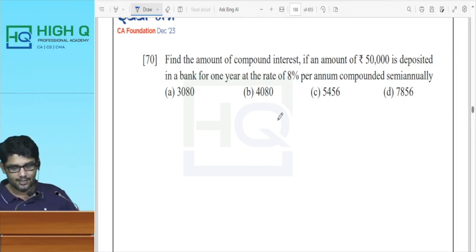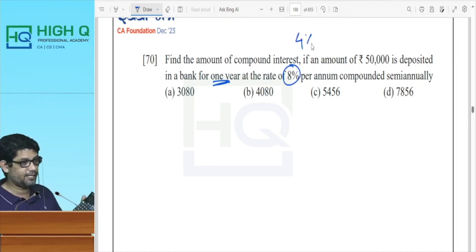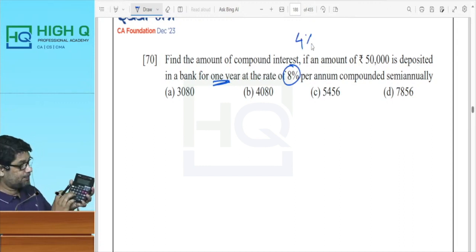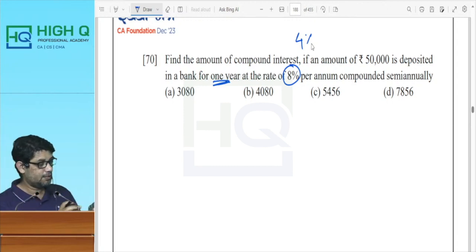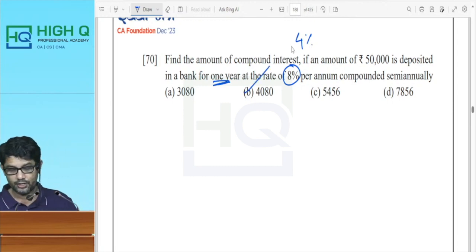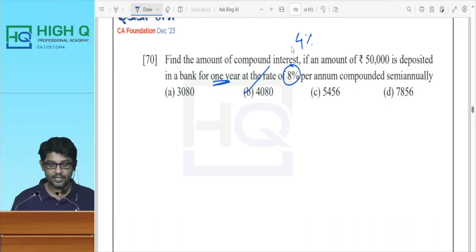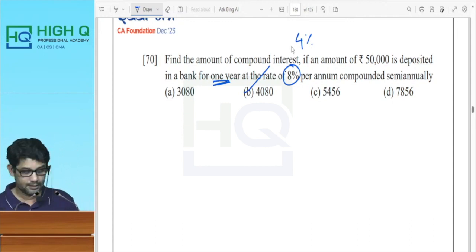Simply what will you take? Sir, I'll take the calculator, sir. It is semi-annually, sir. For how many years? Only 1 year. So this is 4%. Am I right, my dear? So what we simply do? 50,000 plus 4% plus 4% minus 50,000. This is my answer. Directly I'll take 4080. Am I right, my dear? There is nothing to write.